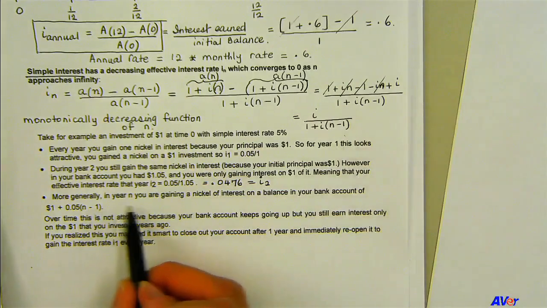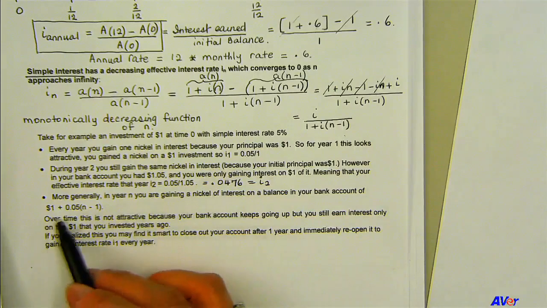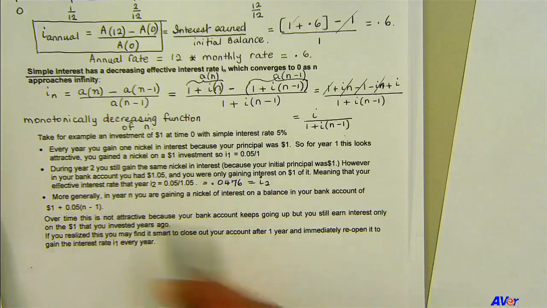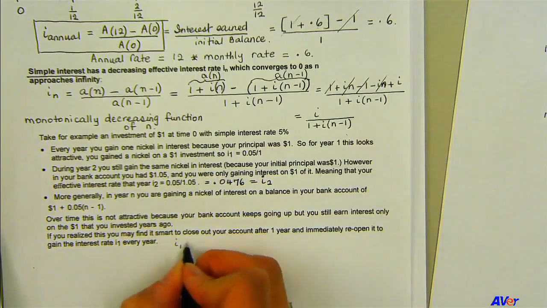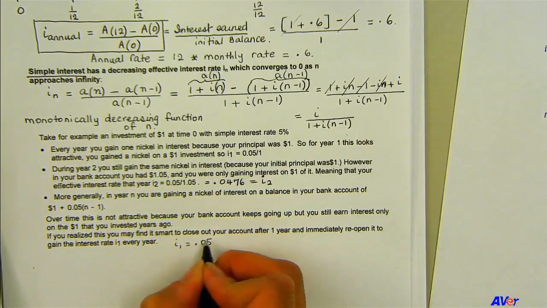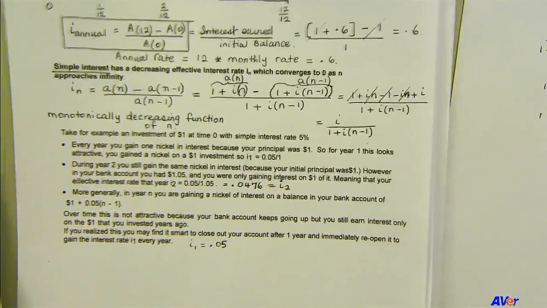More generally, in year N, you are gaining a nickel of interest on a balance in your bank account of 1 plus 0.05 times N minus 1. Over time, this is not attractive because your bank account keeps going up, but you still keep earning interest only on the $1. If you realize this, you may find it smart to close your account and immediately reopen it to gain the interest I1 in every year, where I1 is 5%. Because if you leave it there, you're going to make less and less money effectively. Follow me? Yes? Let's go to the next page.